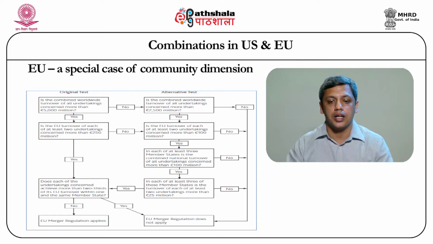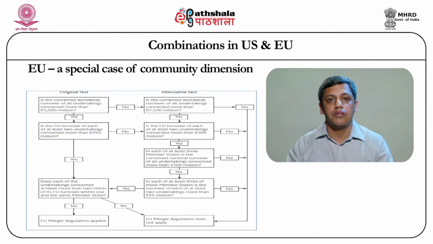If yes, again check: in each of at least 3 of these member states, is the turnover of each of at least 2 undertakings more than 25 million euros? If the answer is yes, then we would check the impact condition, that is whether the combination has an effect in the entire European Union or its effect is restricted to a member state. That will be checked with the 2/3 turnover criterion as discussed before.